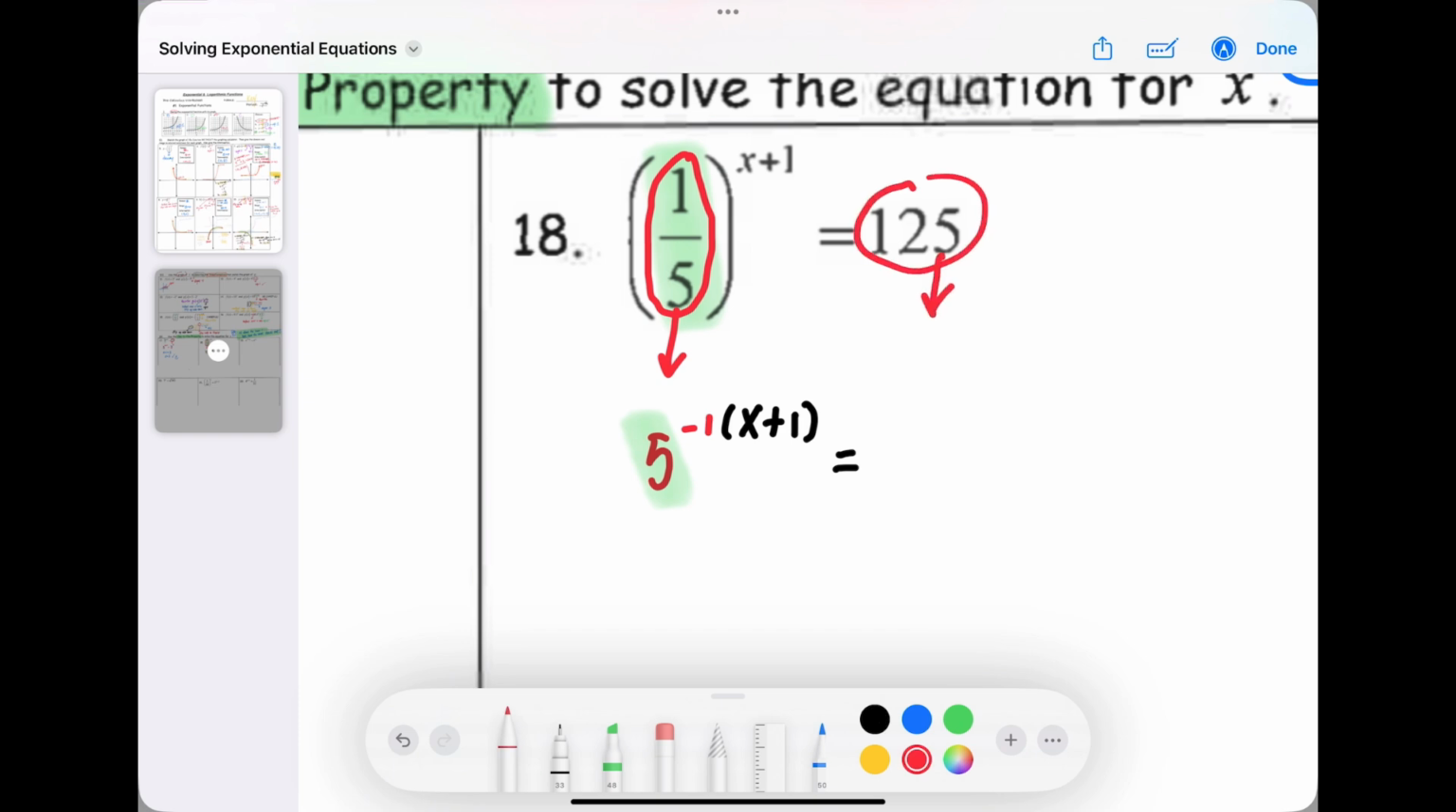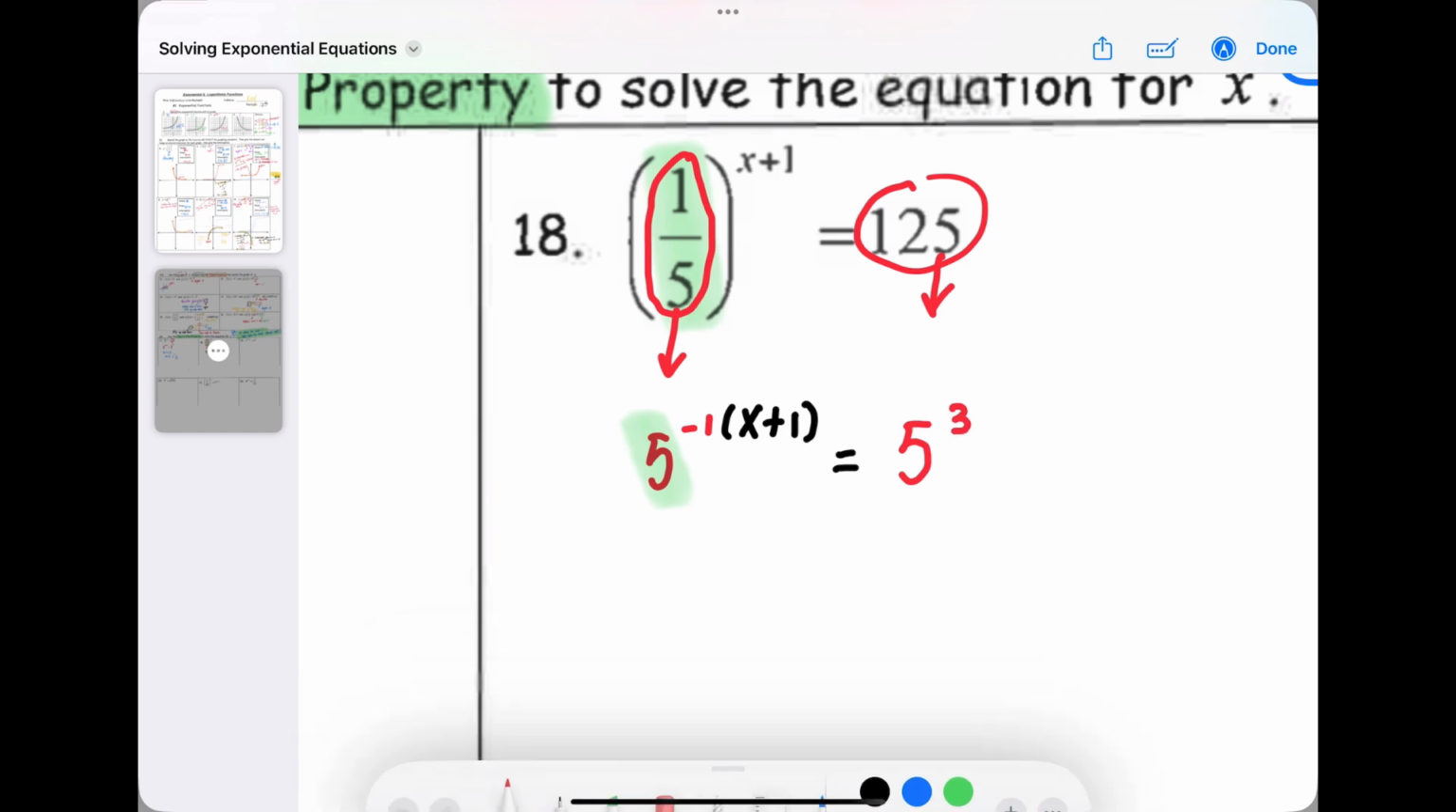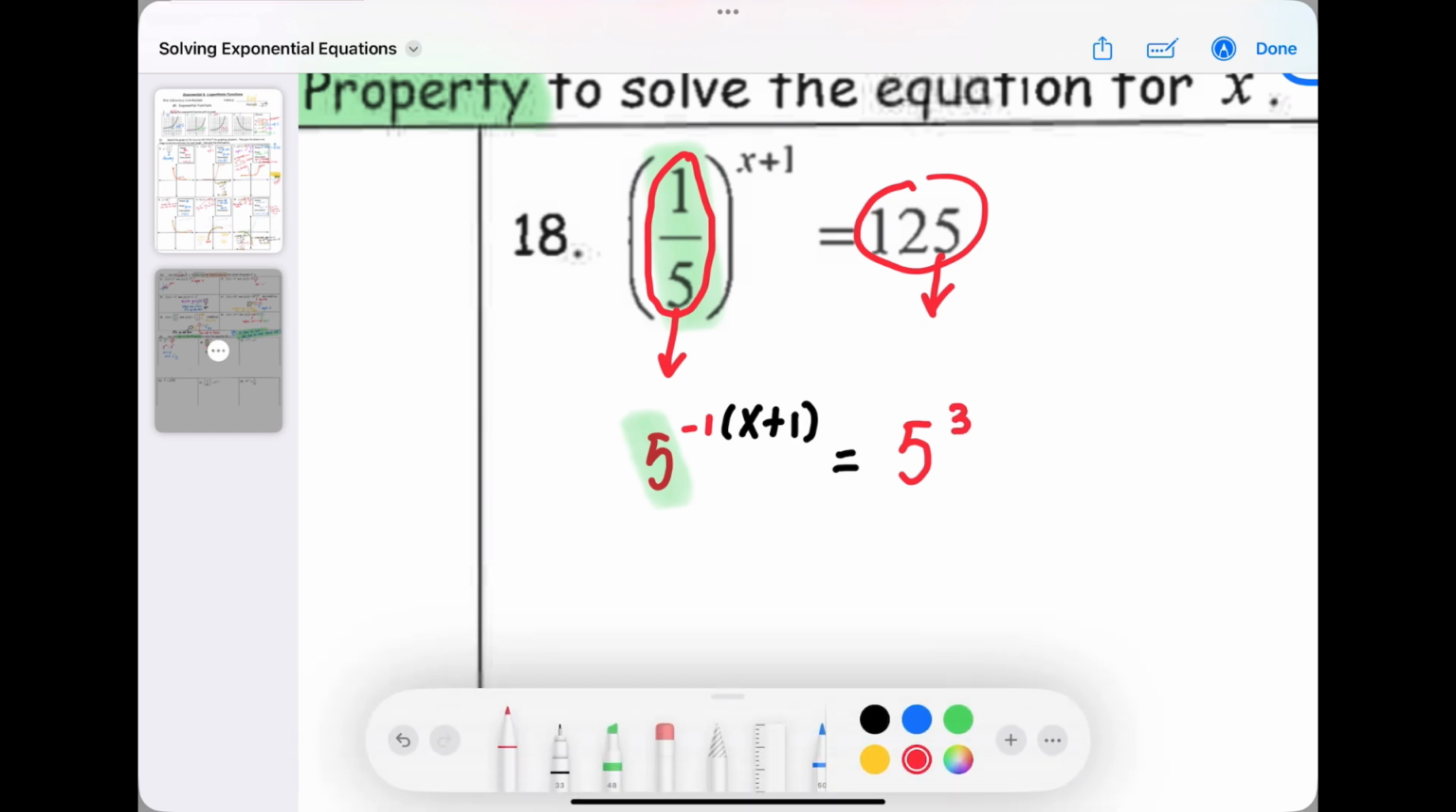That gives us information: can I rewrite 125 as base 5 to what power? As you can see, it will be the power 3. So that becomes base 5 to the 3 power equals 125. So all about the base. The base is the same, so cancel out. Now distribution: negative 1 times x will be negative 1x, and negative 1 times 1 will be negative 1. That is equal to 3.